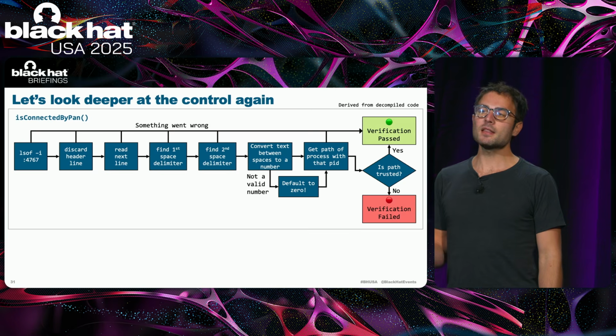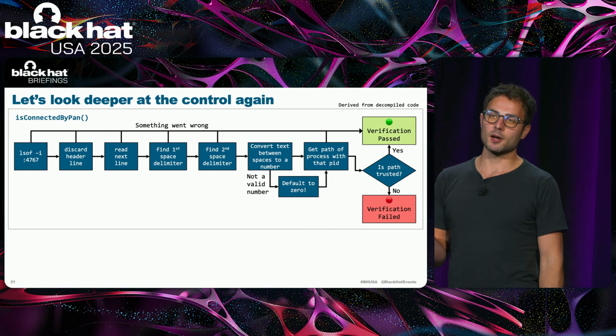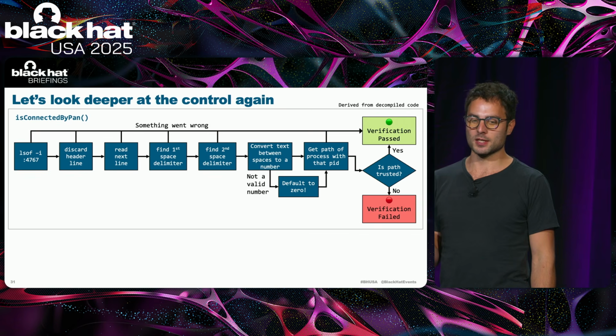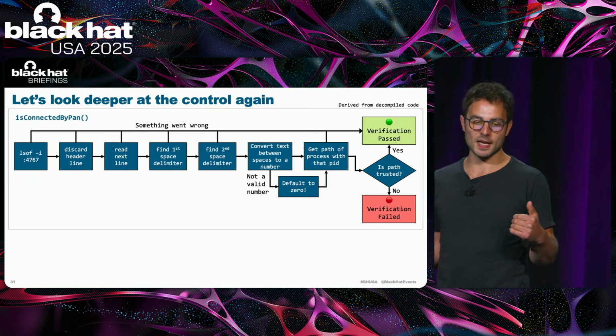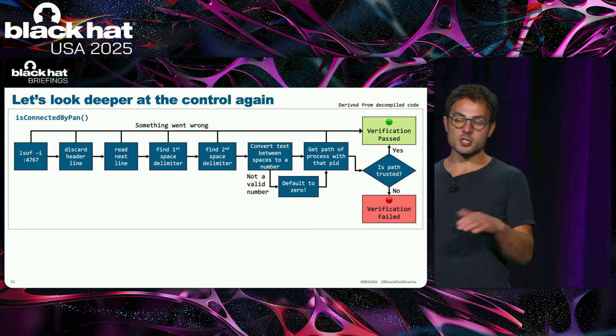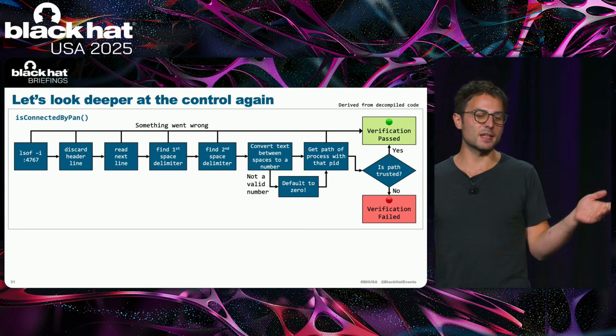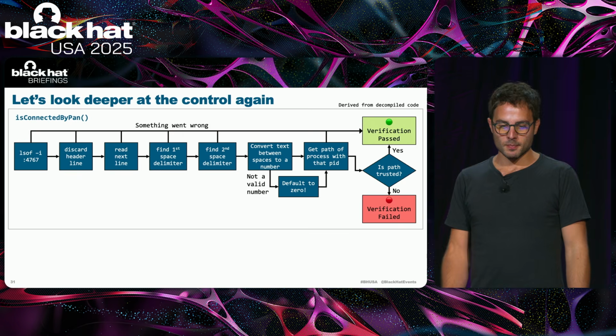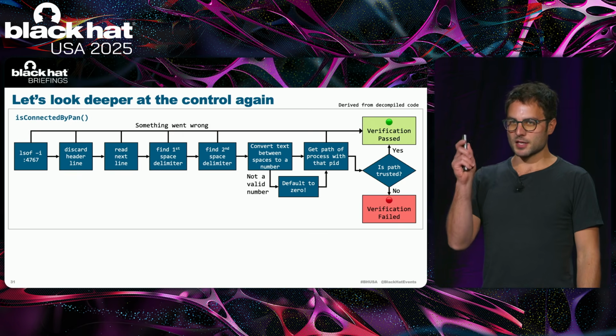OK. I said that that bit where we parsed the output of lsof felt a little fragile. And computers obviously need to do this in a more programmatic way. So how's it actually done? This is just a flowchart representation of the isConnectedByPan function. Something should be like catching your eye here.